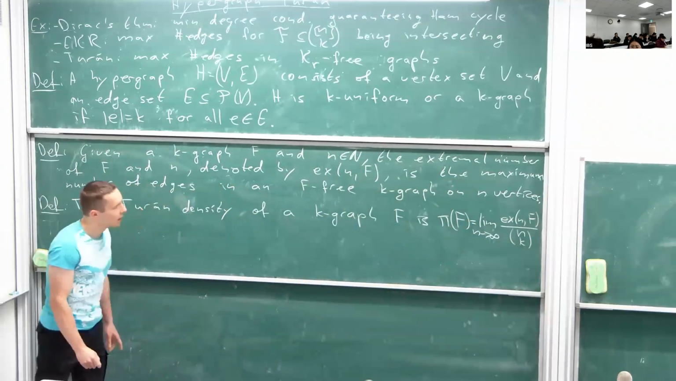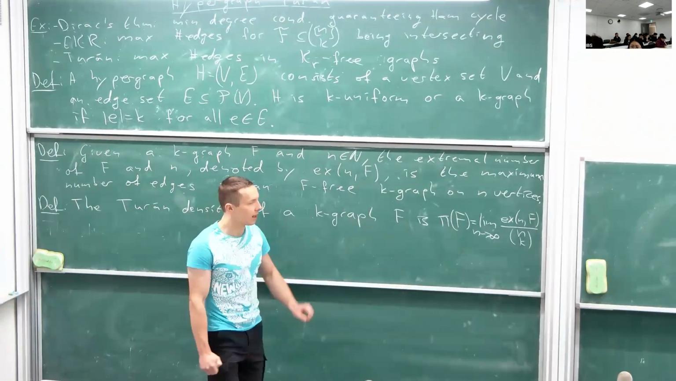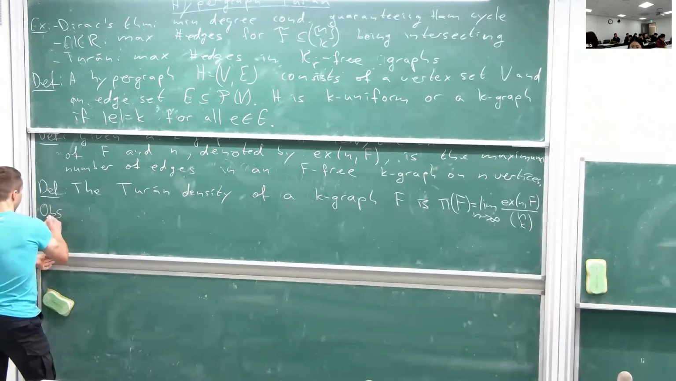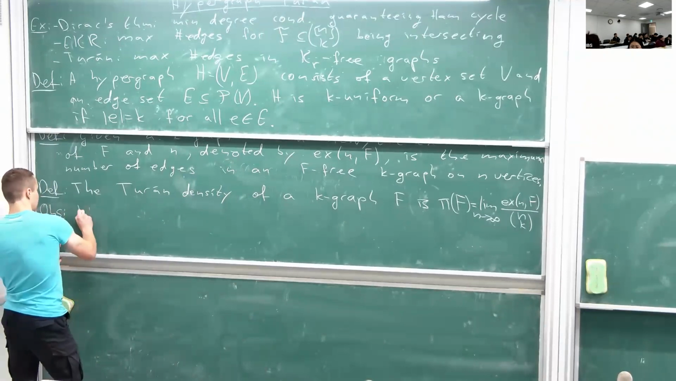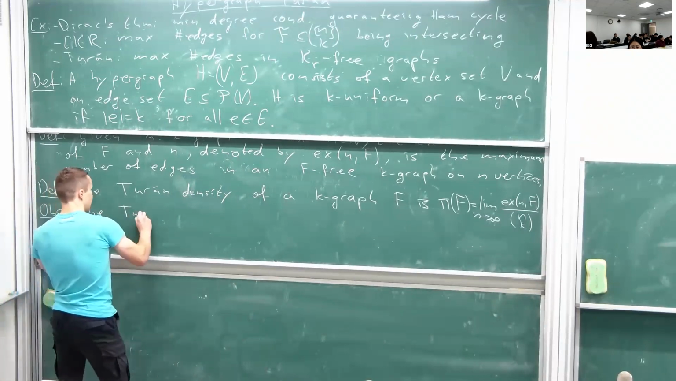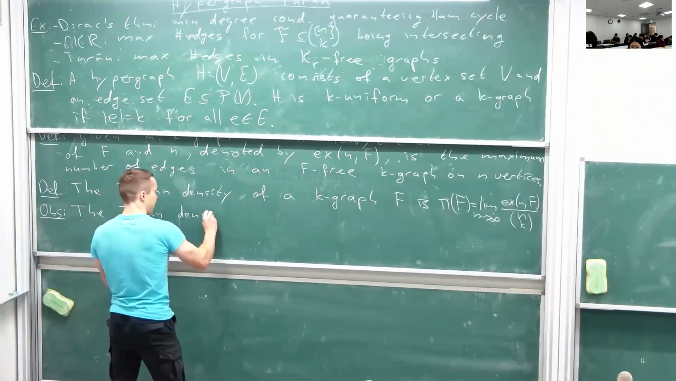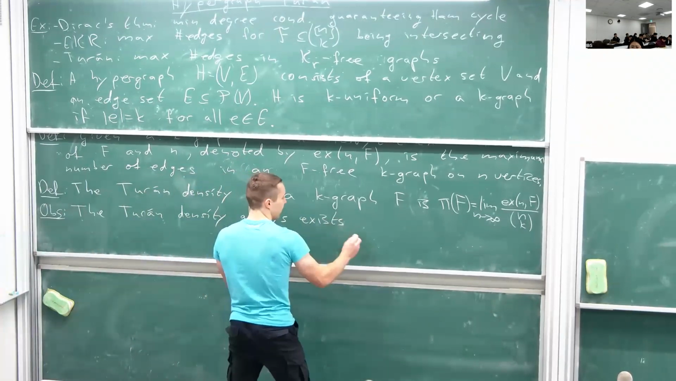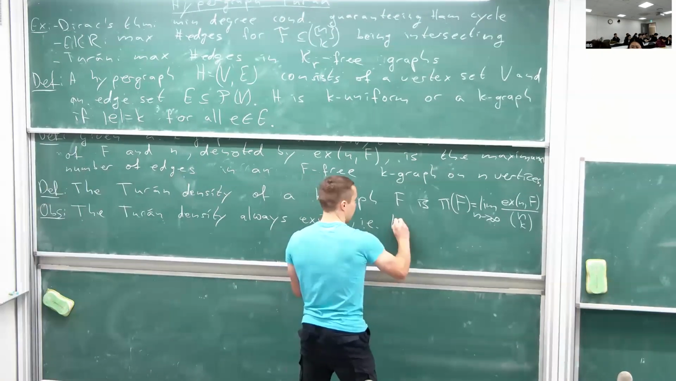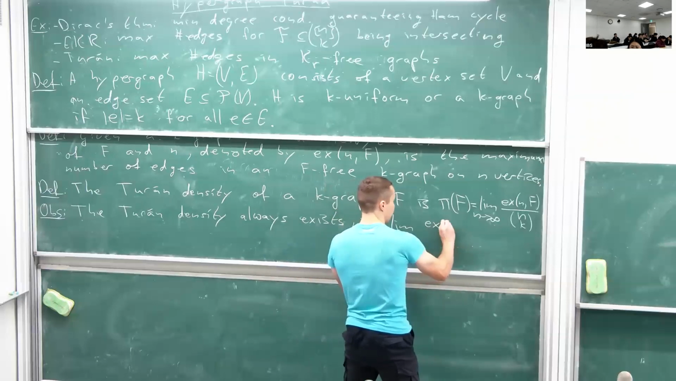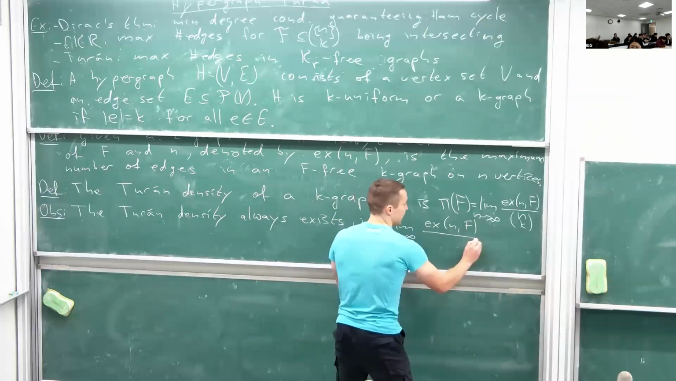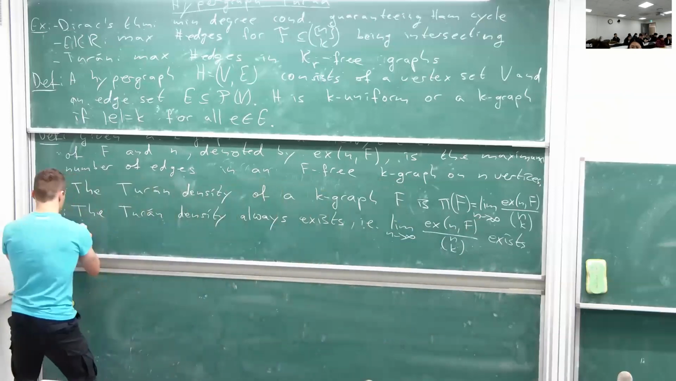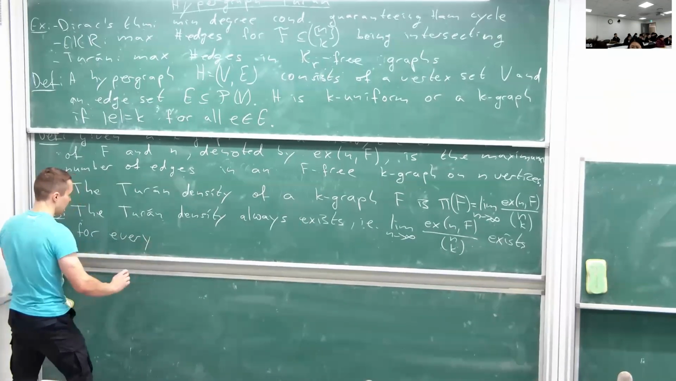Okay, so now the first question is: is this limit even well defined? And of course it is. So this may be an observation: the Turán density always exists. This is well defined, this limit exists.